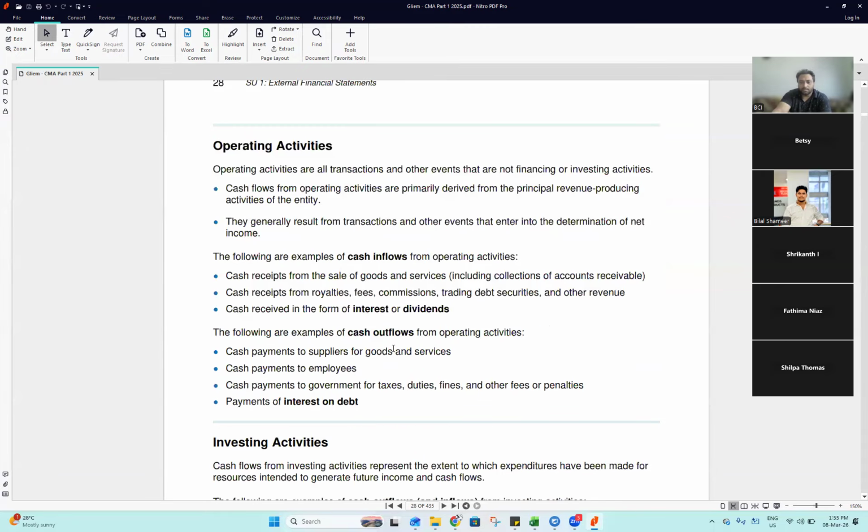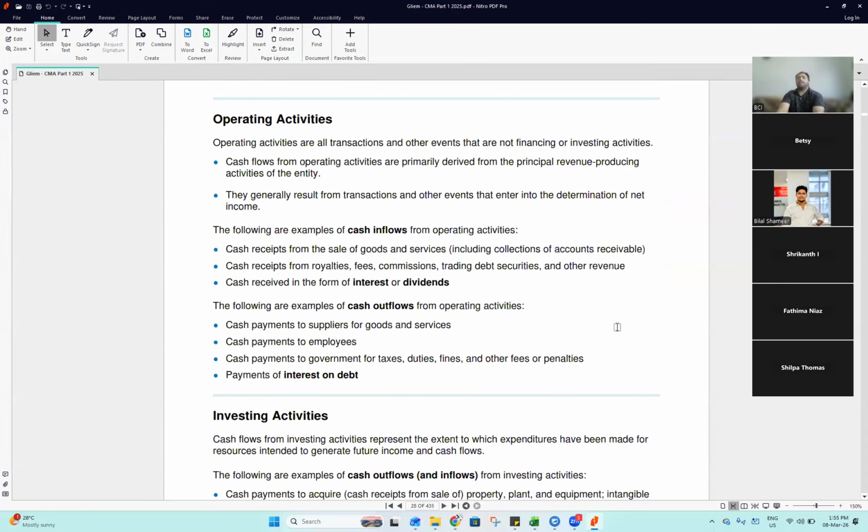Now, operating activities. Operating activities are all transactions and other events that are not financing or investing activities. Cash flow from operating activities are primarily derived from the principal revenue producing activities of the entity. They generally result from transactions and other events that enter into the determination of net income.